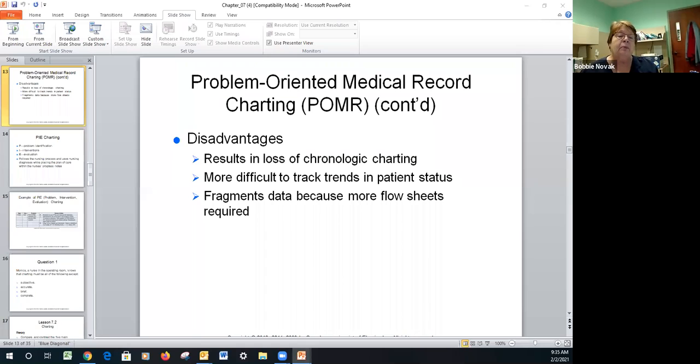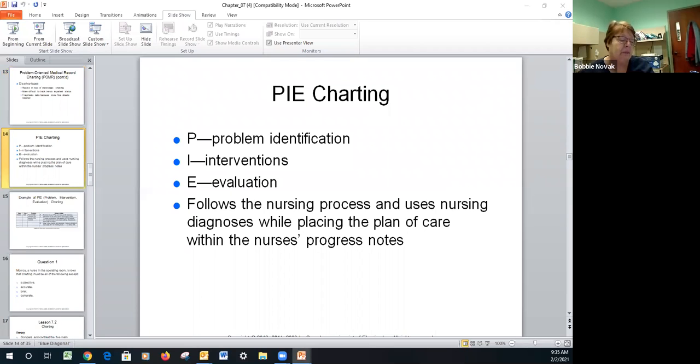Another type of problem-oriented charting is the PIE charting. Okay. And this is problem, interventions, and evaluation. So using your nursing process, we're gathering data to identify our problem. We're doing something about the problem, and we're evaluating what we did.